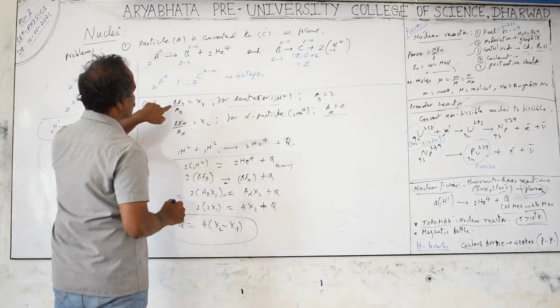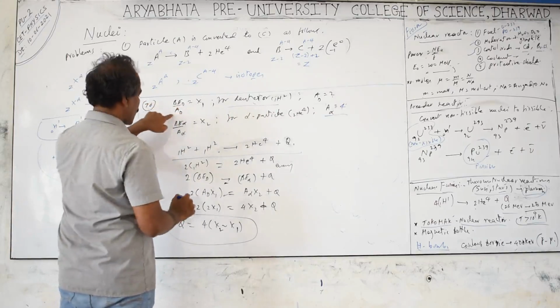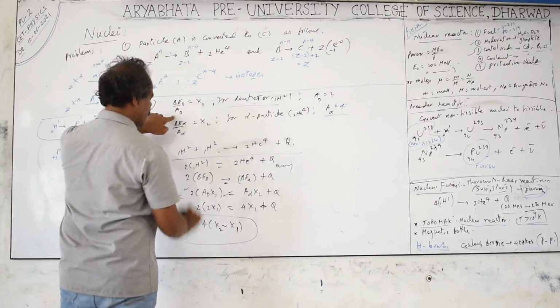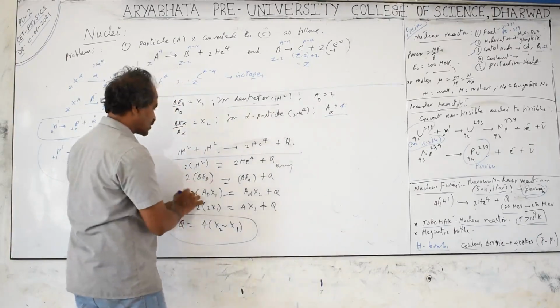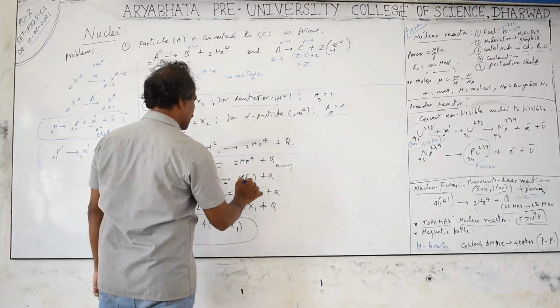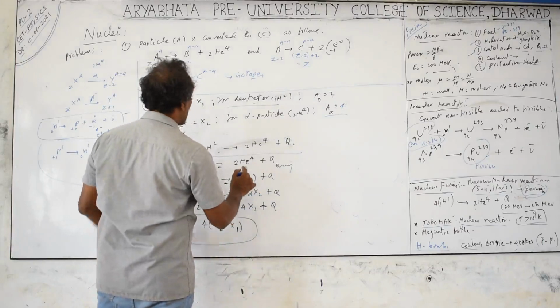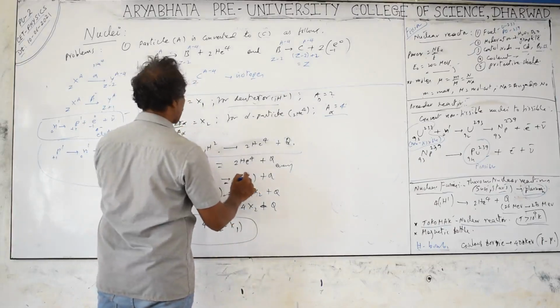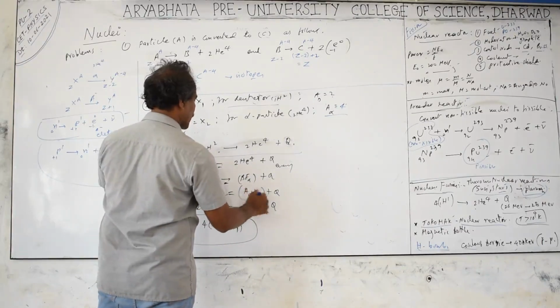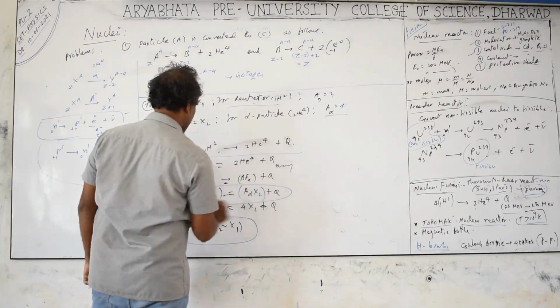What is the binding energy of this deuterium? It is equal to x1 into AD. So x1 into AD, this is for the 1H2 terms. 2 times, 2 combined means 2 times. It equals that of the alpha particle. The alpha particle's binding energy is x2 into A alpha, plus the energy relation.